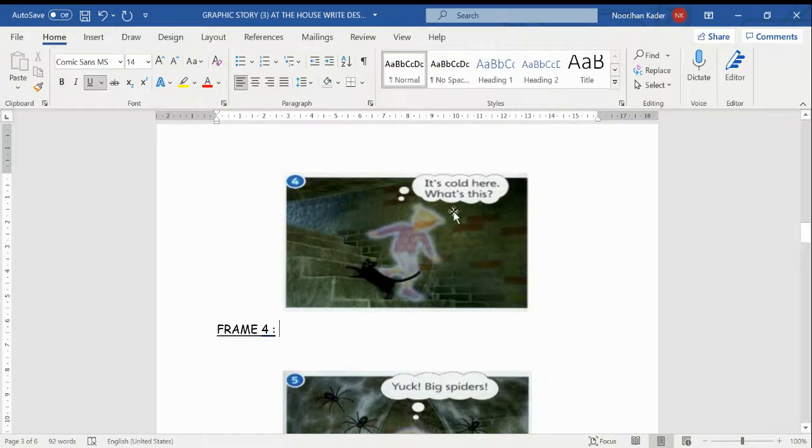Fourth frame. Is there any description here? Let's check. It's cold here. What's this? Okay, this is a description. This sentence is describing how the room is, the surrounding of where Misty is. So we have to write here: It's cold. It's cold here. What's this?